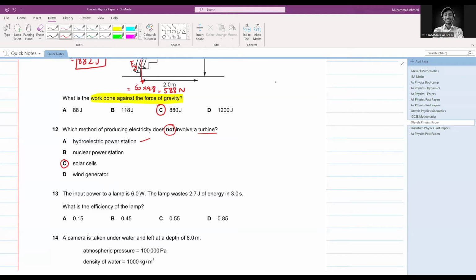Let's further move ahead. The input power to a lamp is given. The lamp wastes 2.7 joules of energy in 3 seconds. Perfect. What is the efficiency of the lamp?